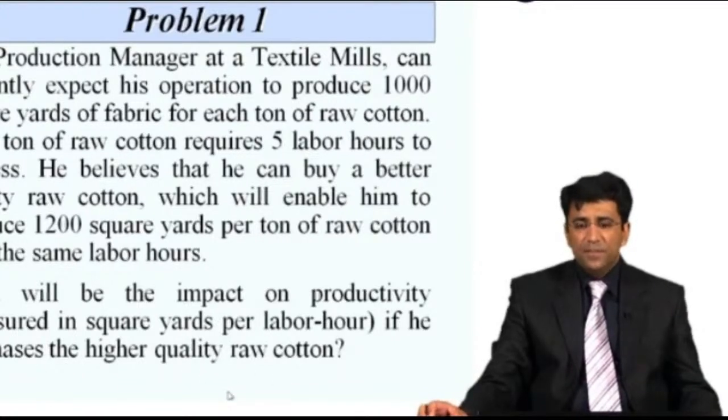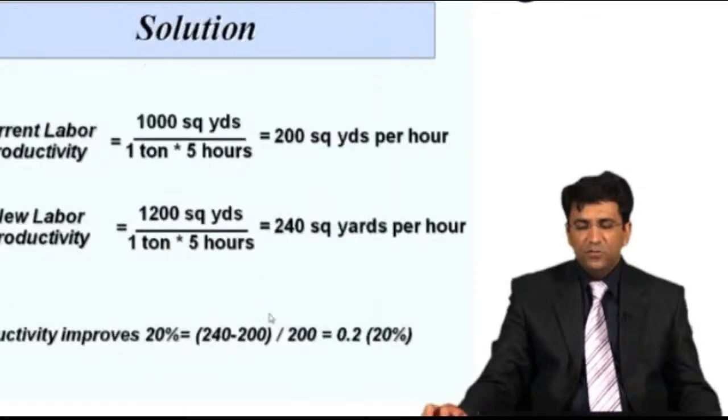Now students, again, this is a very simple example. You can easily calculate the productivity, because you can see that before using the quality raw cotton, the productivity will be equal to 1000 divided by 5, that will be equal to 200, and the new productivity will be equal to 1200 divided by 5, since this is the new output. As you can see here, 200 square yards per hour is the old productivity or our current labor productivity, and new labor productivity is 240 square yards per hour. So there is an improvement in productivity by the use of that quality raw cotton.